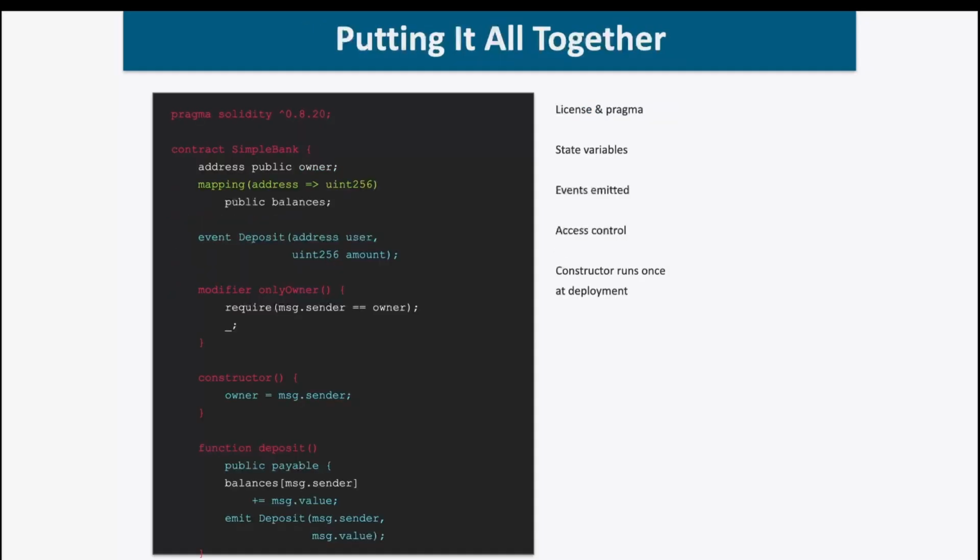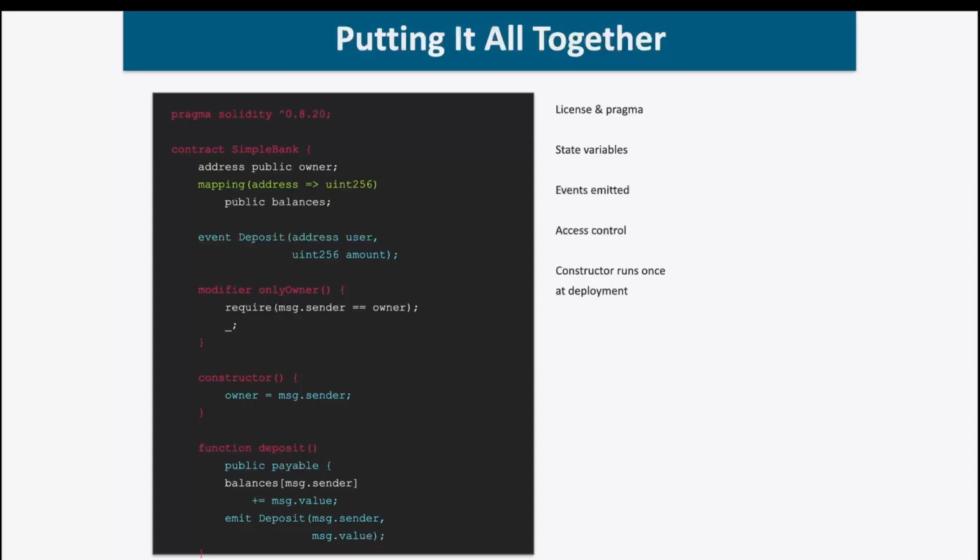Now let's build a real contract using everything we've learned. Here is a simple bank contract. It has a pragma statement at the beginning and the contract keyword signifying a contract. The name is SimpleBank. First, we declare some state variables. First, we have the address public owner. This is who deployed the contract. Then we have a mapping of address to uint256 public balances. This tracks balances for each user.